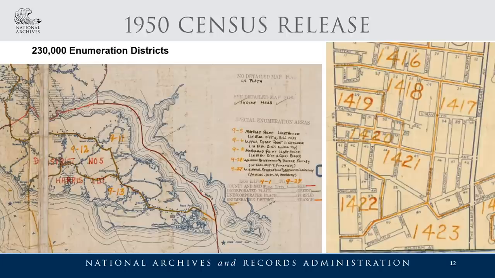City enumeration districts, such as those shown on the map at right from Baltimore, Maryland, might only be a few city blocks, while those in rural areas, such as Charles County, Maryland, shown at the left, are much larger. In addition, lighthouses, military bases, prisons, hospitals, and other institutions were designated as their own enumeration districts.